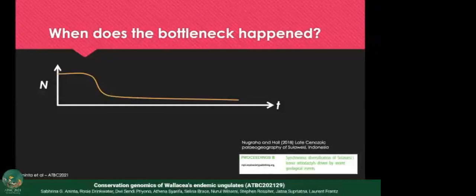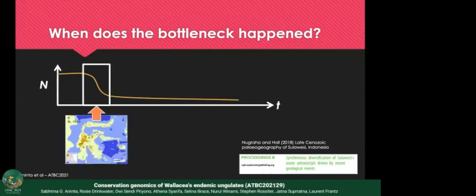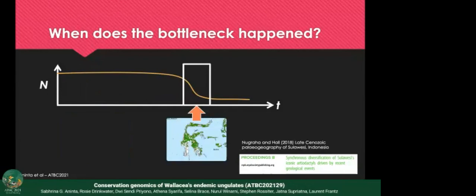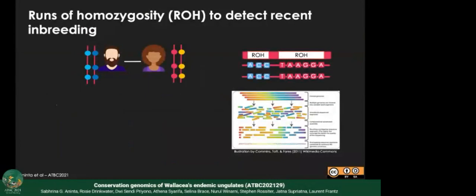Recent genetic research found that there is a population bottleneck somewhere in the past, but we don't know if this is an ancient one happening millions of years ago during the period of climatic fluctuation or as recent as the year 2000 when the major deforestation is happening. We could check this by understanding recent inbreeding that could be detected by runs of homozygosity.